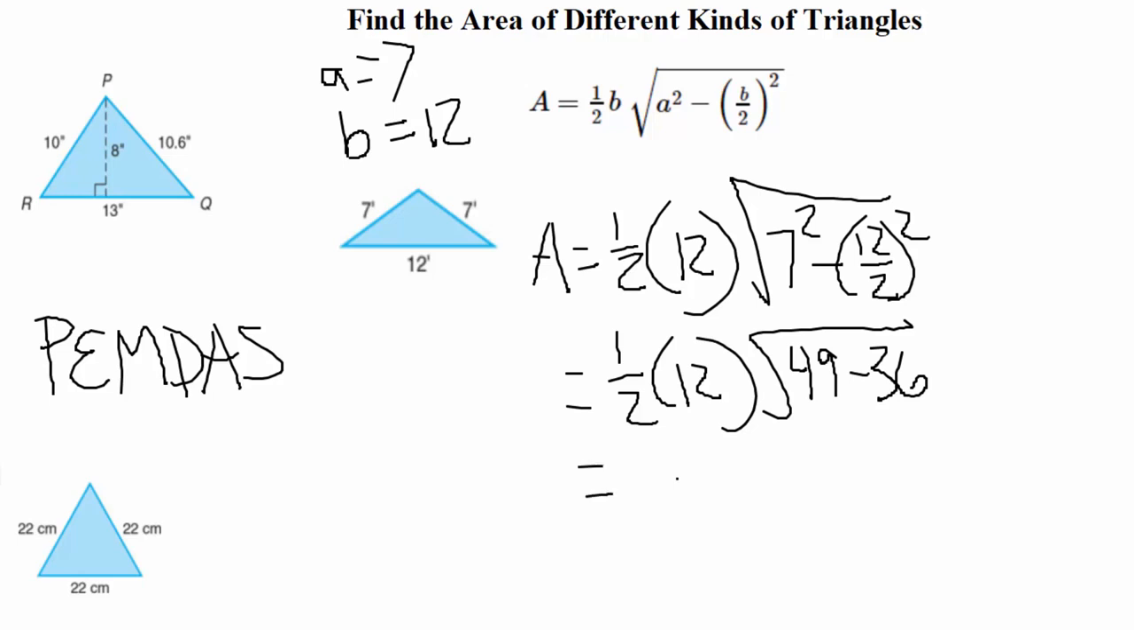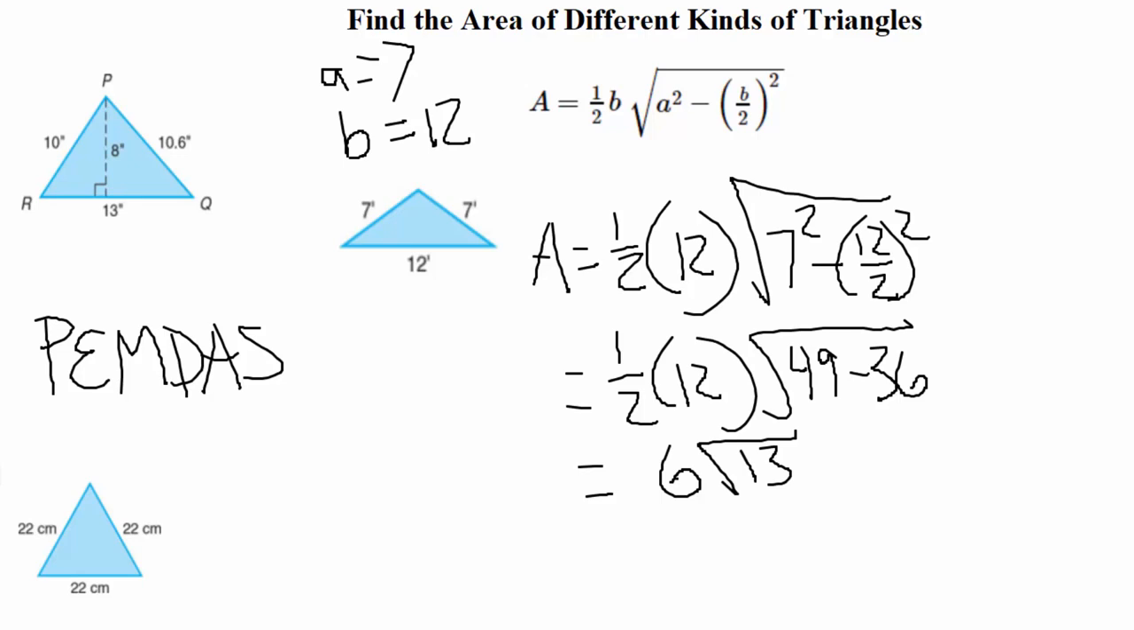Okay, and our next step here, I'm going to go ahead and take half of 12. Half of 12 is 6. And we're going to multiply that by the square root of, well, we got to do that subtraction first, don't we? We have 49 minus 36. And when we do that subtraction, I'm getting a 13, right? 49 minus 36 is 13. So we have 6 times the square root of 13.